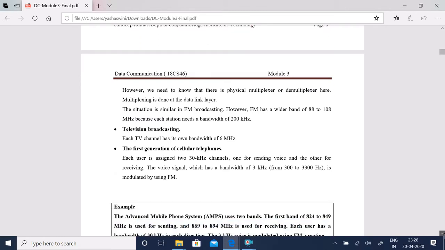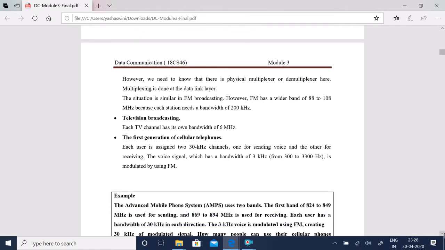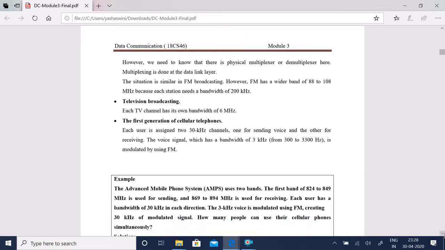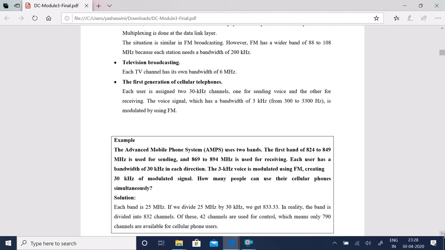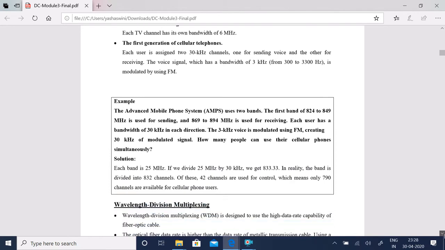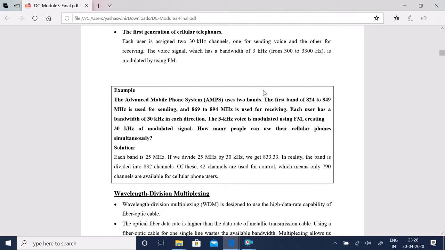So one more application of your frequency division multiplexing is it is used in TV channels with the bandwidth of 6 megahertz. The first generation of cellular telephones also used frequency division multiplexing with the bandwidth of 3 kilohertz. We'll see one more example. So this is AMPS, that is Advanced Mobile Phone System.